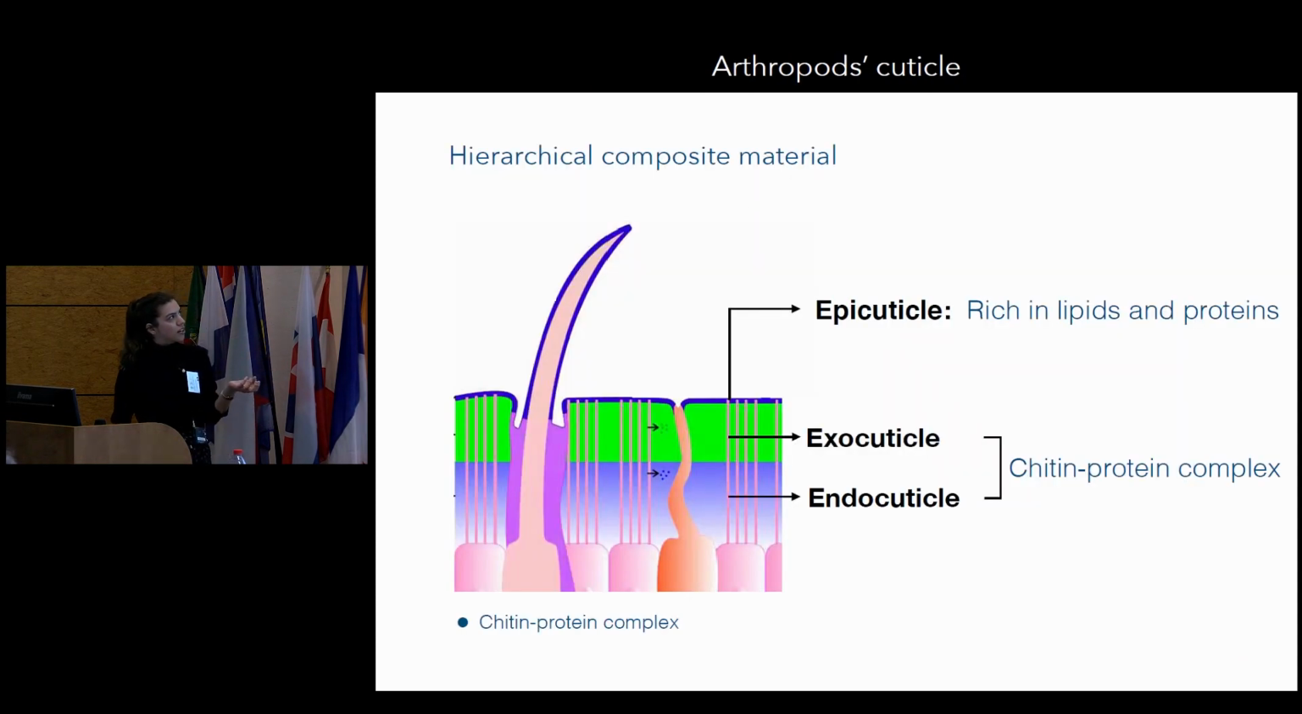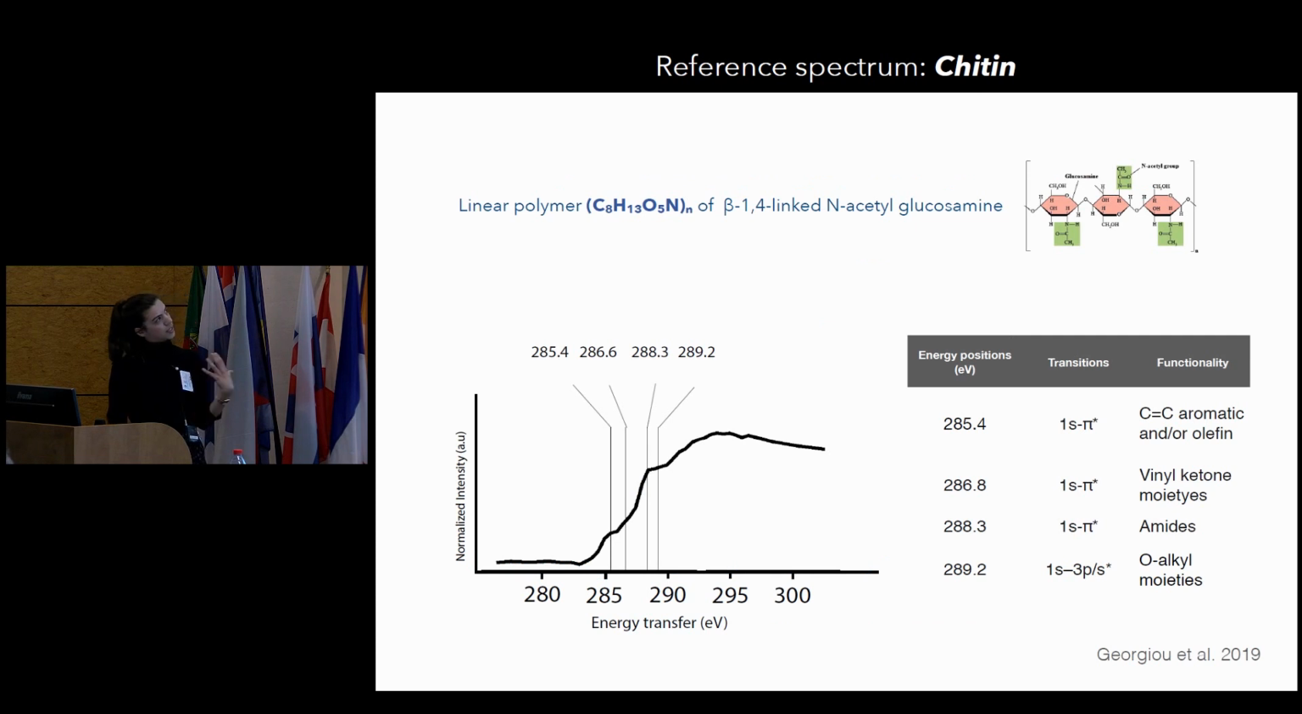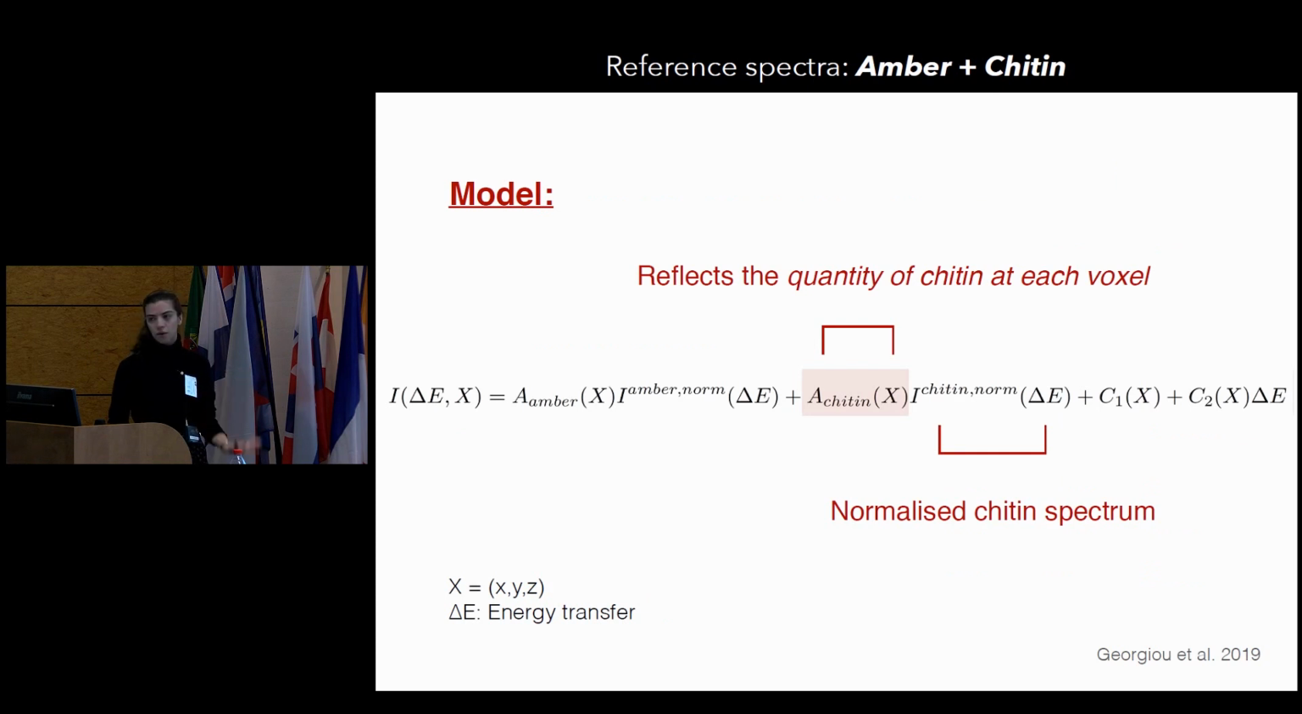And we know that the arthropod's cuticle, at least today, is composed of lipids, proteins and a chitin-protein complex. And we know that in the fossil record, chitin is quite persistent because it's not water soluble. So we collected a reference XRS spectrum for chitin, from bought powder chitin, and we added this to our model to see if we have any organic traces of chitin preserved in the ant's exoskeleton.